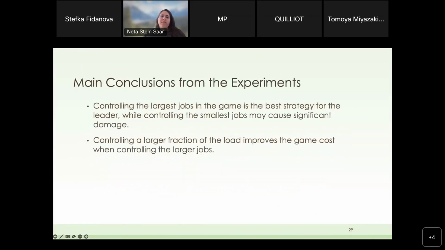And finally, from the experiments, we have many more conclusions in the paper, but what we saw is that controlling the largest jobs in the game is the best strategy for the leader. And the smallest jobs can even cause damage to the results. In the case where we control smaller jobs, we had better not have a leader in the game. And finally, controlling a larger fraction of the load improves the game cost when controlling the largest jobs.